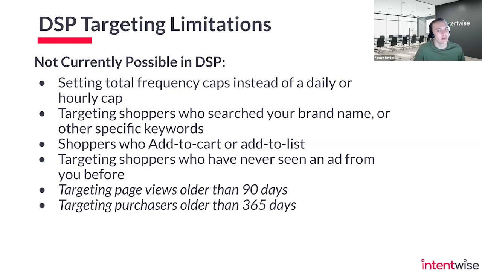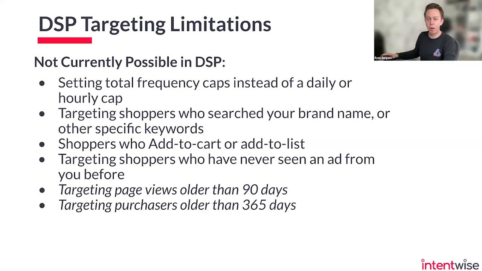And then the other 2 things we have are limitations on the custom audience creation side. So if we're wanting to target people who viewed our page more than 90 days ago, we won't be able to bring in those segments. Amazon caps that data at 90 days, and then purchases are capped at 365 days. You'll only be able to bring in the last year of purchasers when you're creating those audiences as well.